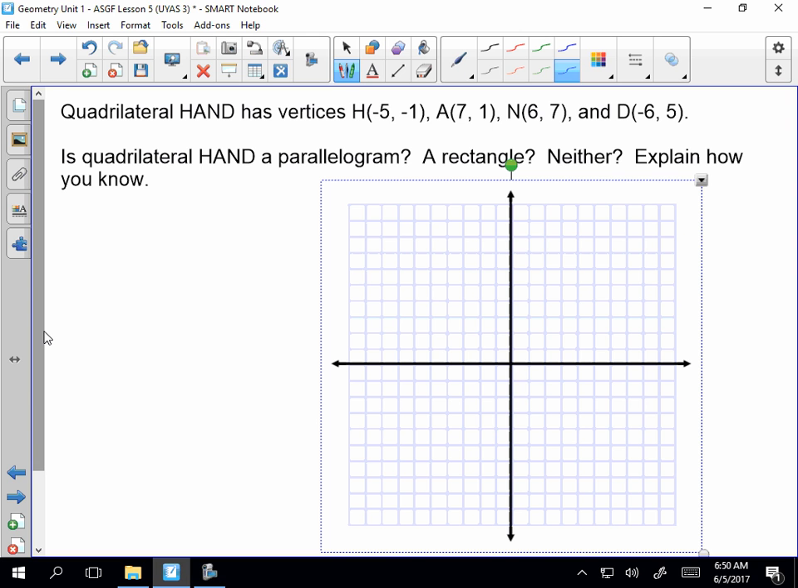So we've got our first point, -5, -1. That's our point H. We've got A, which is 7, 1. We've got N, which is 6, 7. And we've got D, which is -6, 5. Okay, and what we need to know is the slope of all 4 lines. You can use the slope formula to do it.